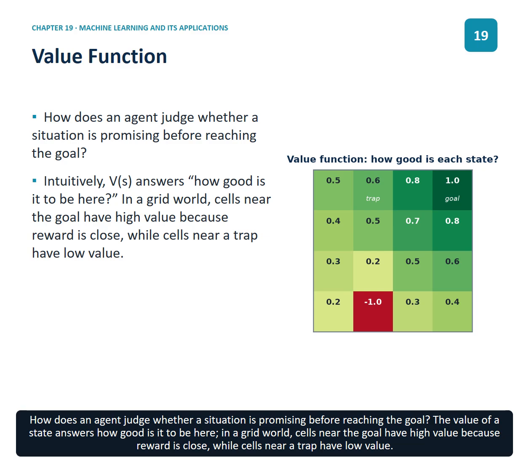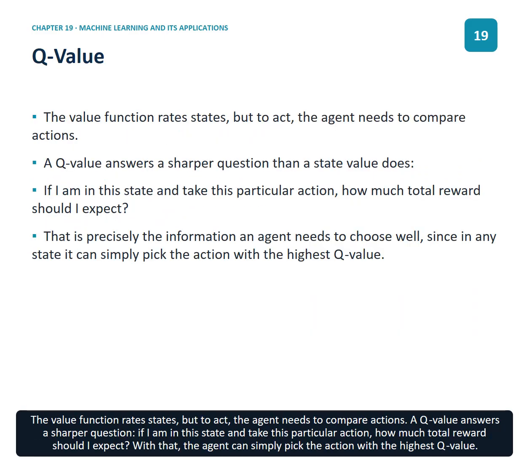The value of a state answers how good is it to be here. In a grid world, cells near the goal have high value because reward is close, while cells near a trap have low value. The value function rates states, but to act, the agent needs to compare actions. A Q value answers a sharper question. If I am in this state and take this particular action, how much total reward should I expect? With that, the agent can simply pick the action with the highest Q value.